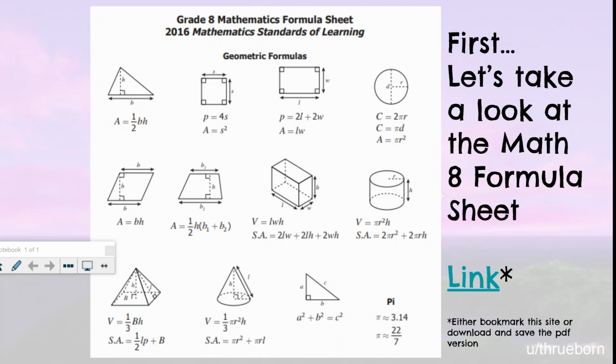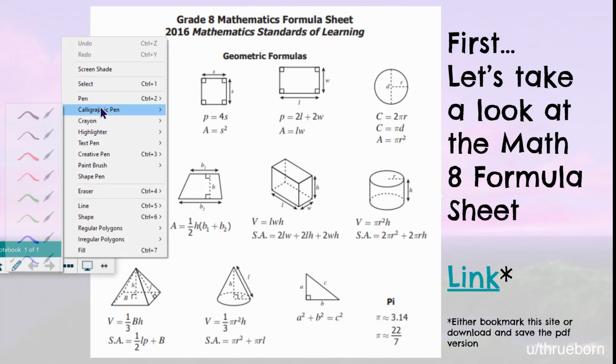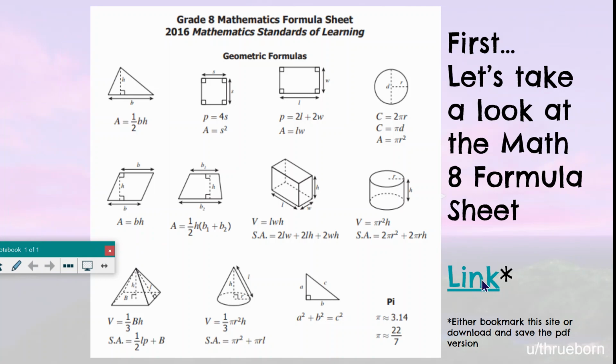All right, so here I really just want to talk about some of the little details of our formula sheet. If you click on that link, I would either bookmark or save that PDF just so you have access to the formula sheet whenever you need it. I'm going to talk about some of the little details here that you might get confused on.